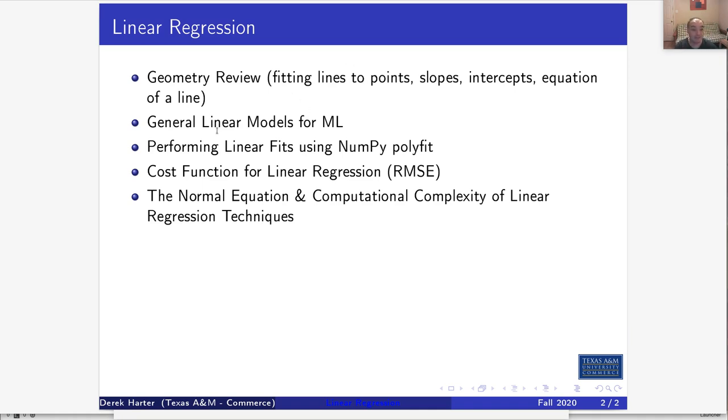And then we'll talk about general linear models for ML, the implications of this. We'll look at performing linear fits using NumPy's polyfit, and we'll also look at using scikit-learn's LinearRegression. And then we'll talk a little bit about cost functions. This is an important concept, cost functions for linear regression. And we'll look at some other techniques for fitting, in particular, the normal equation here.